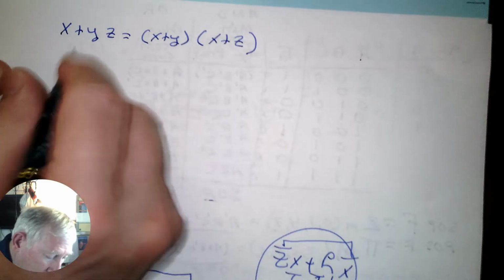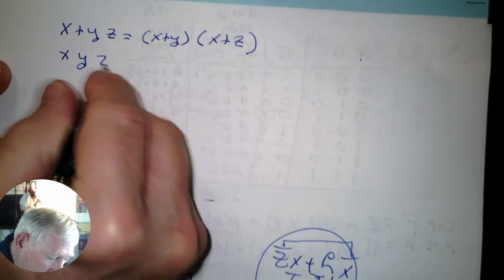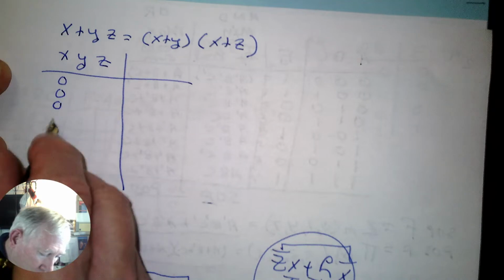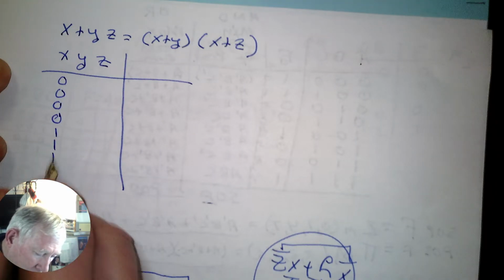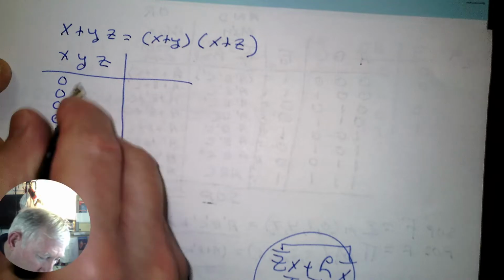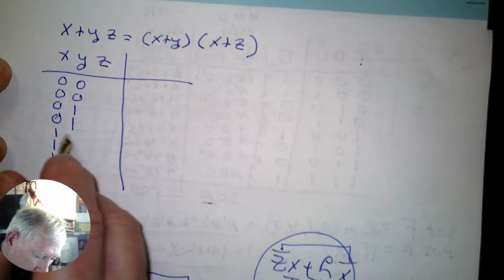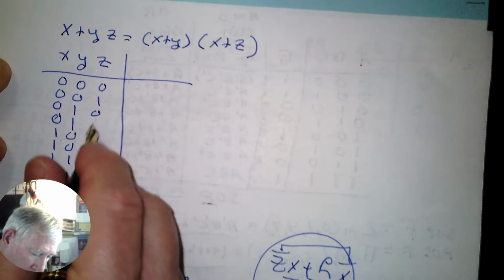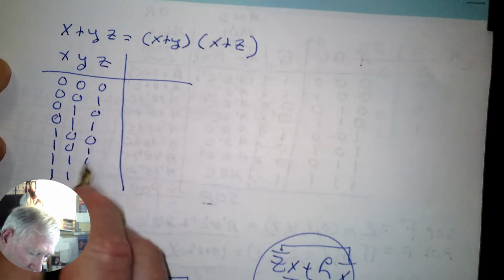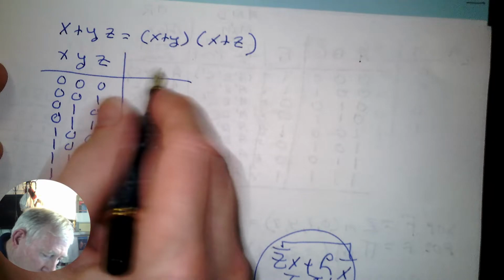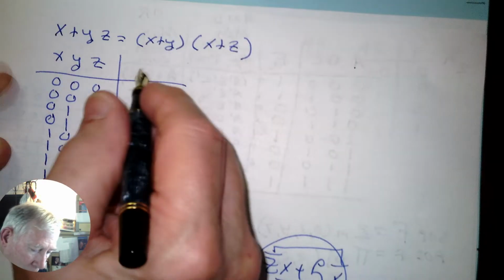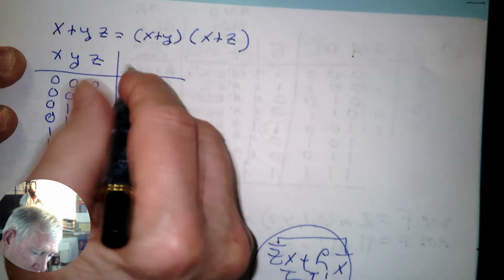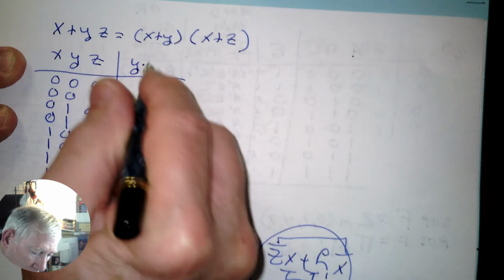If we create a truth table with x, y, and z, and some columns over here, we'll do 4 rows where x is 0 and 4 rows where x is 1. Then y is 0, 0, 1, 1, 0, 0, 1, 1, and finally z is 0, 1, 0, 1, 0, 1, 0, 1. Our first column is just x, so that's easy. Let's do a yz column: y ANDed with z.